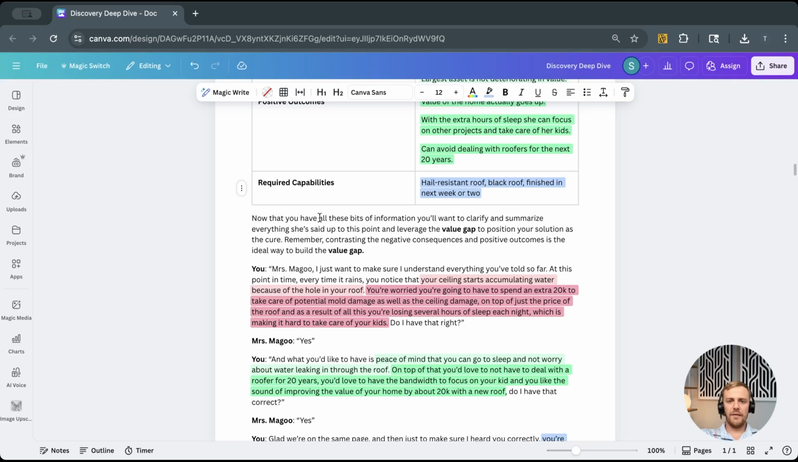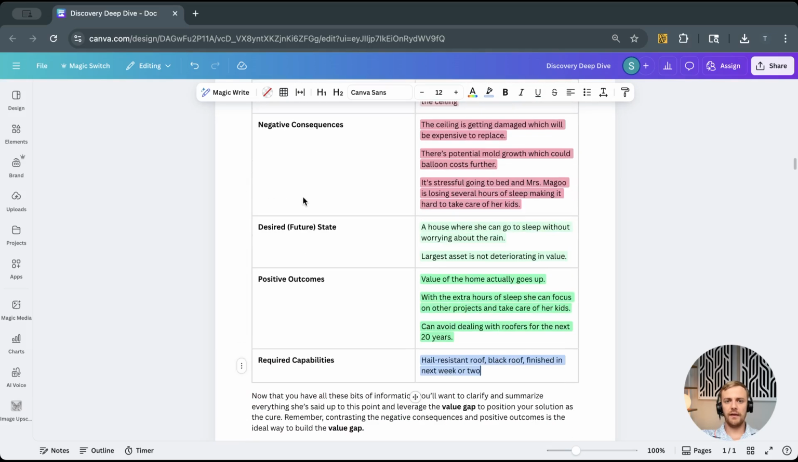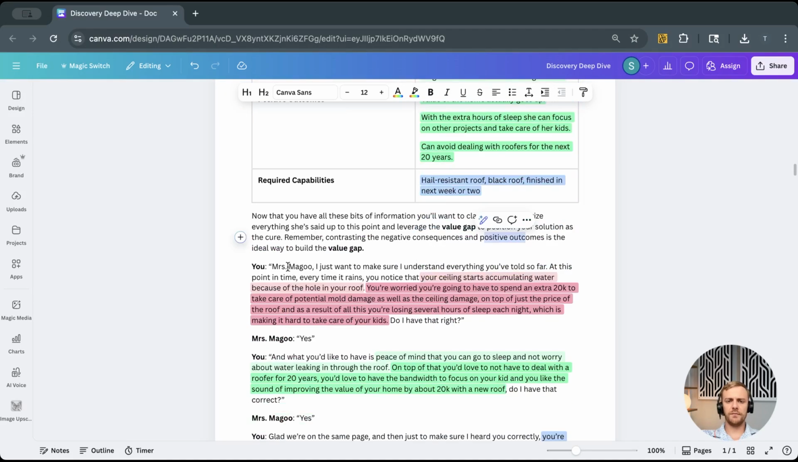So now that you have all these bits of information, you'll want to clarify, summarize everything she said, and leverage the value gap to position your solution as the cure. So remember, contrasting the negative consequences and the positive outcomes. Negative consequences, positive outcomes is the way to build the value gap.